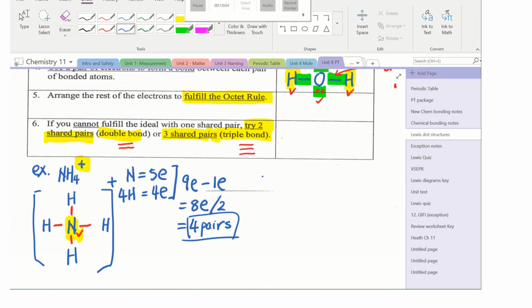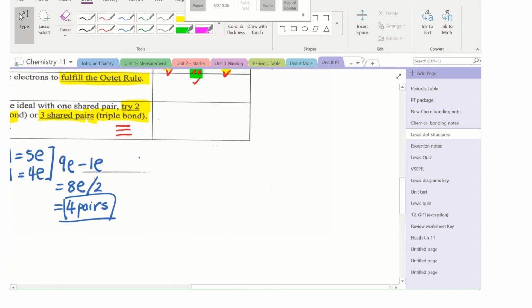All right, so let's move on to another example. So this time I'm going to do O2, oxygen gas. So oxygen, so only 2 atoms, right? So step number 1 is not really useful, but we're just going to put them side by side like this.